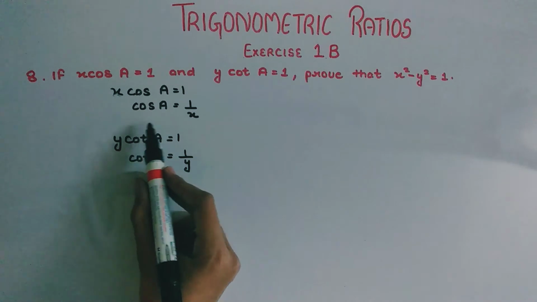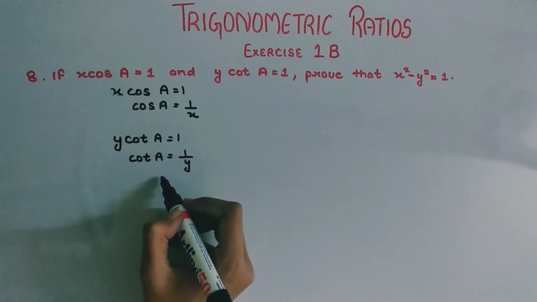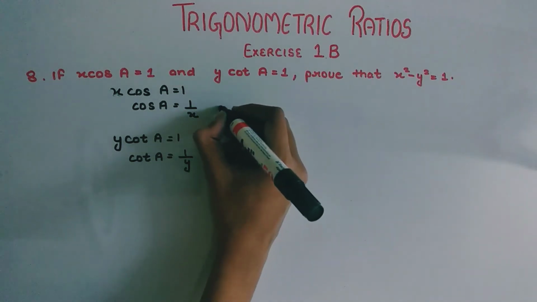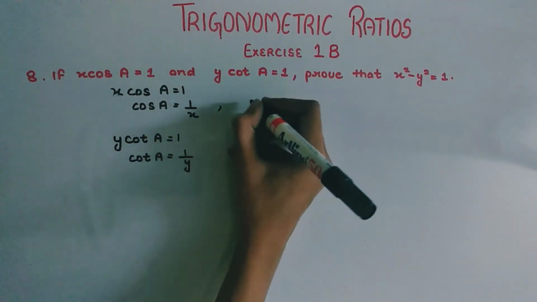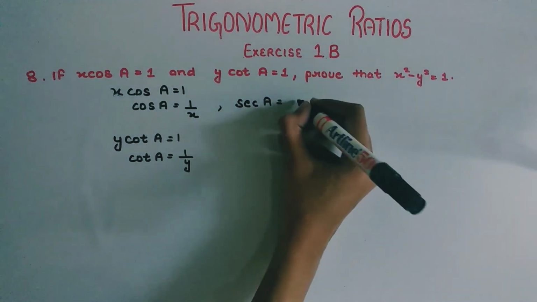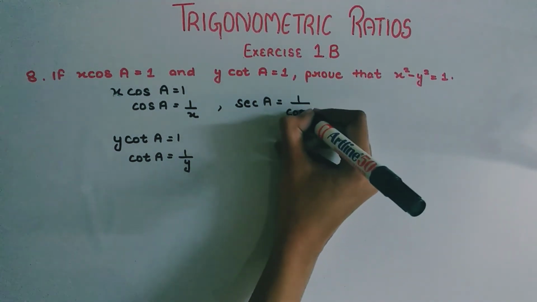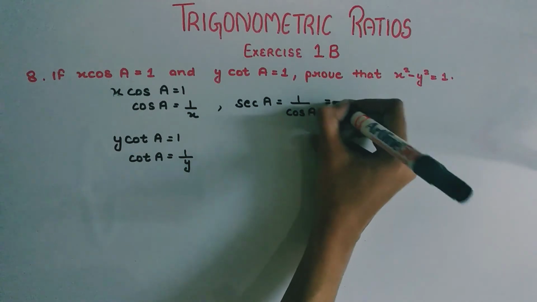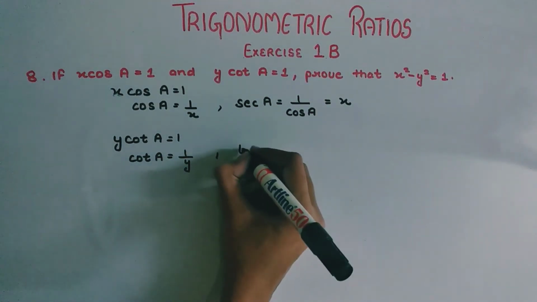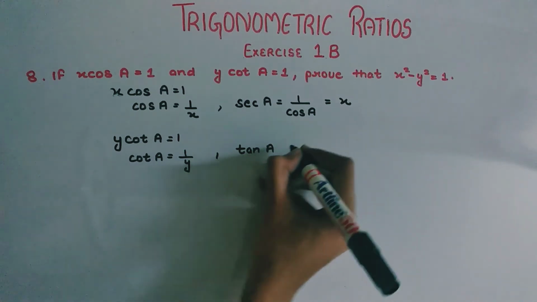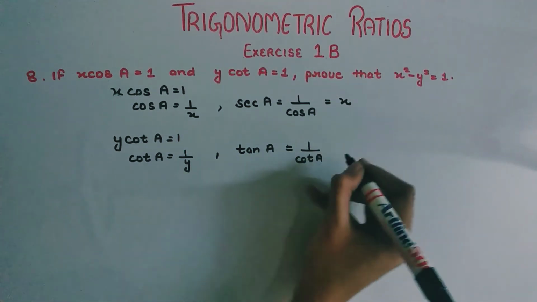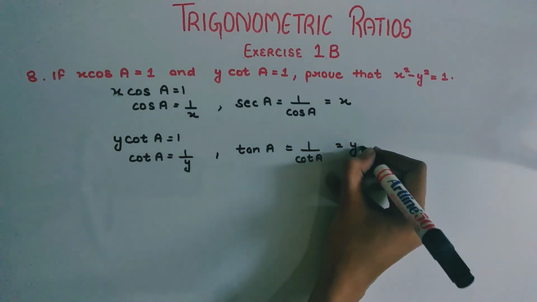We have no direct trigonometric relation between cos and cot, so we have to change these values. For cos a, we will take secant a. Secant of angle a is reciprocal of cos a, hence value of secant a is x. We can change cot into tan. Tan of angle a is equal to 1 by cot of angle a, that means tan a is y.